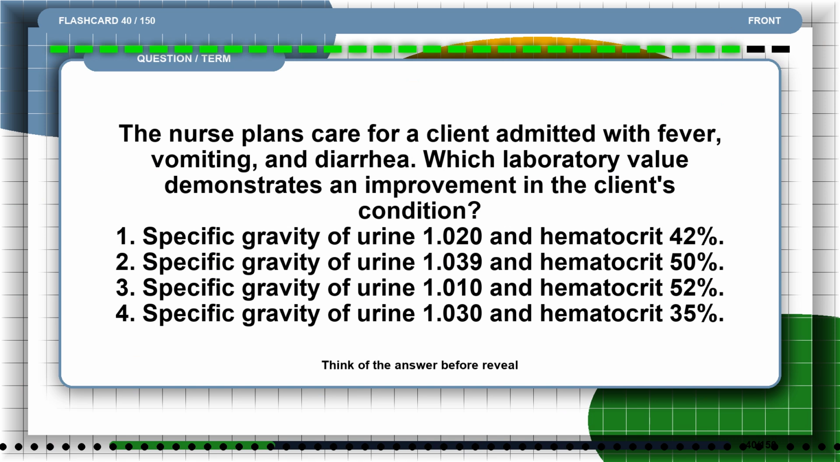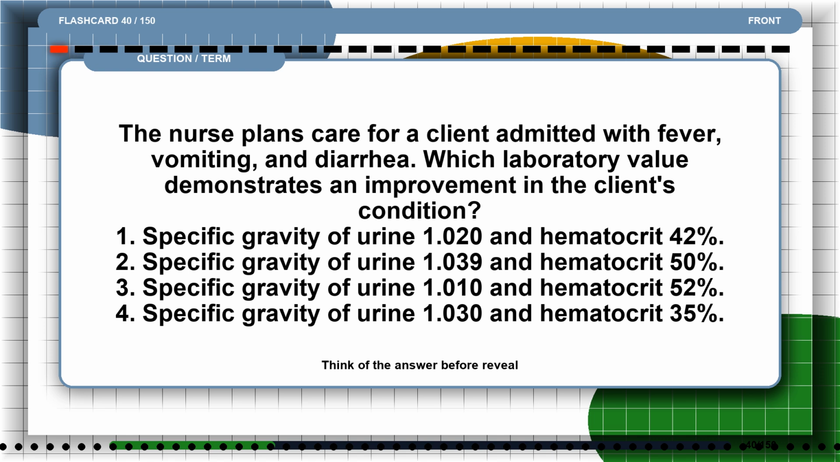Flashcard 40. The nurse plans care for a client admitted with fever, vomiting, and diarrhea. Which laboratory value demonstrates an improvement in the client's condition? 1. Specific gravity of urine 1.2 and hematocrit 42%. 2. Specific gravity of urine 1.039 and hematocrit 50%. 3. Specific gravity of urine 1.1 and hematocrit 52%. 4. Specific gravity of urine 1.3 and hematocrit 35%.